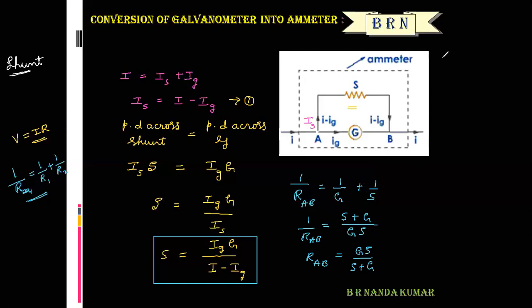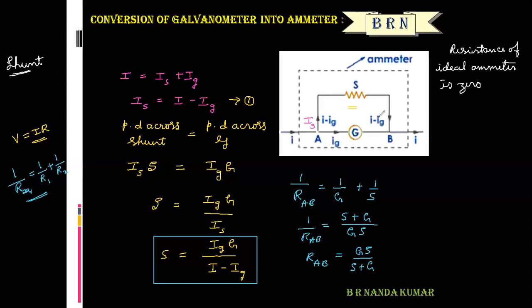So this is a very important point. Resistance of an ideal ammeter is 0. Usually an ammeter has a very small resistance. So the resistance of an ideal ammeter is 0. And an ammeter is always connected in series.